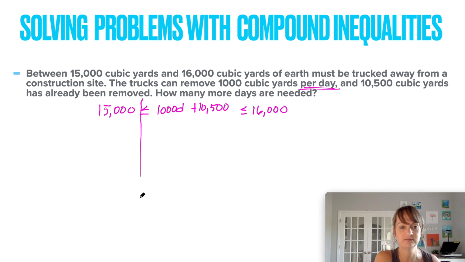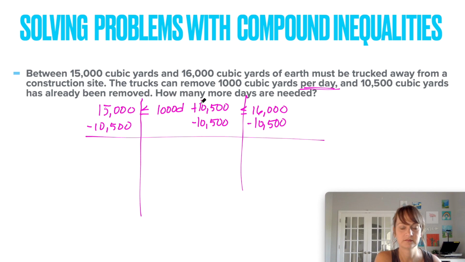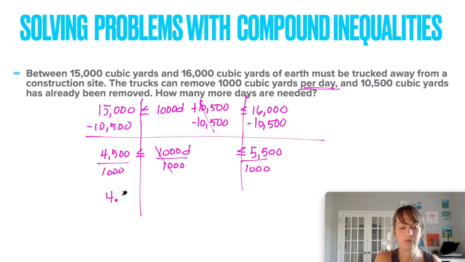So the first thing we do, draw our lines. We're going to subtract 10,500 from every side of the inequality. So we will get 4,500 is less than or equal to 1,000 per day is less than or equal to 5,500 cubic yards. Now, last, we're going to solve by dividing by 1,000 on each side. And we will get 4.5 is less than or equal to D is less than or equal to 5.5.